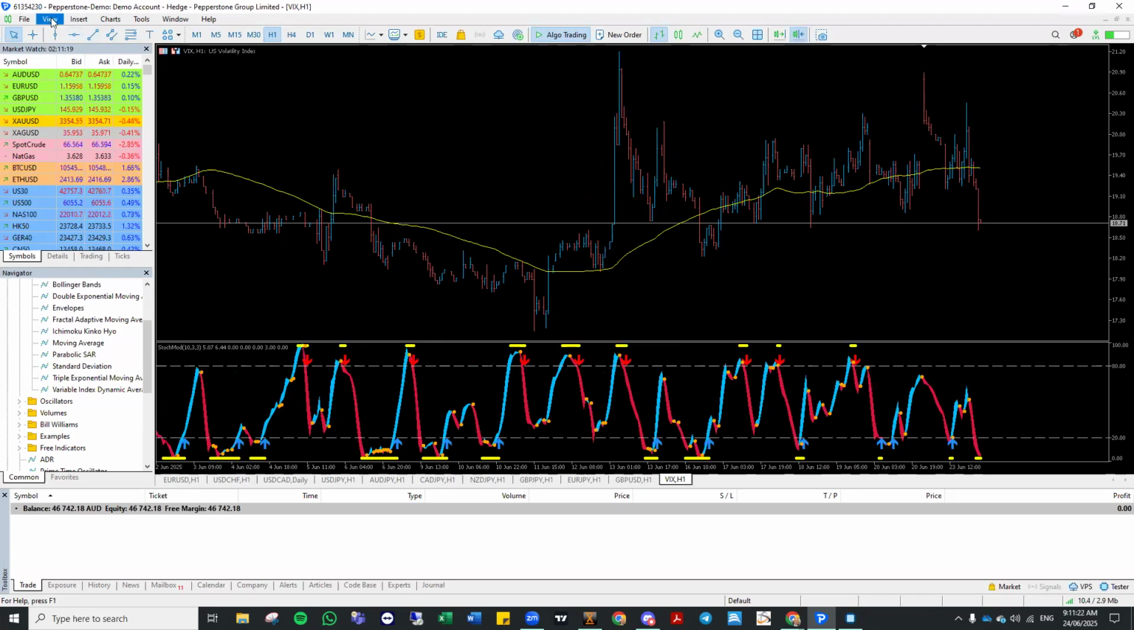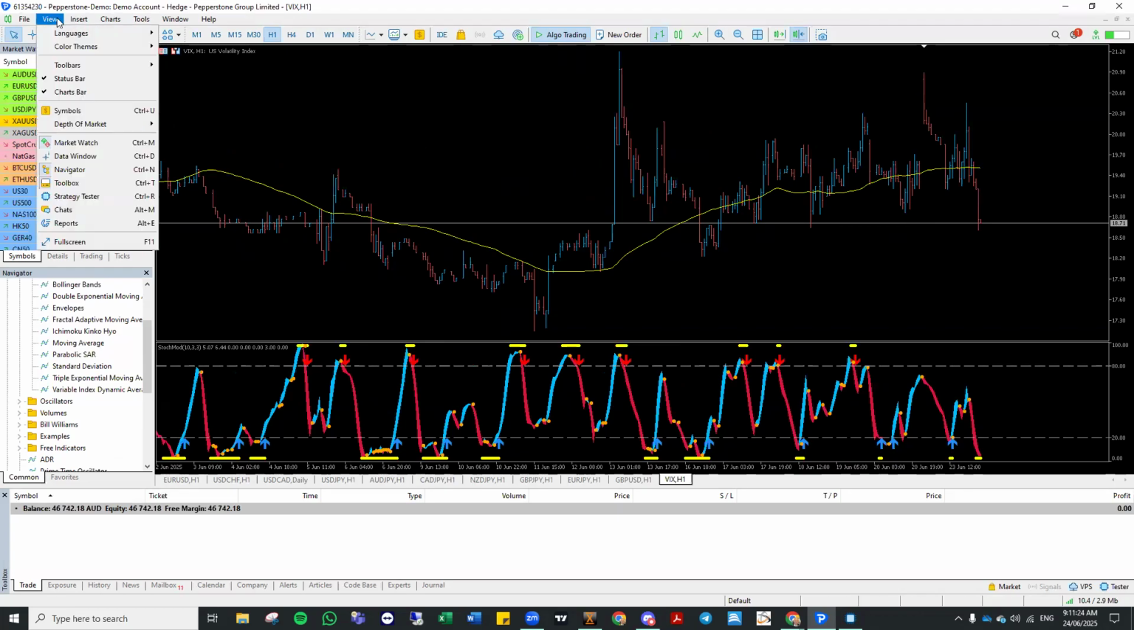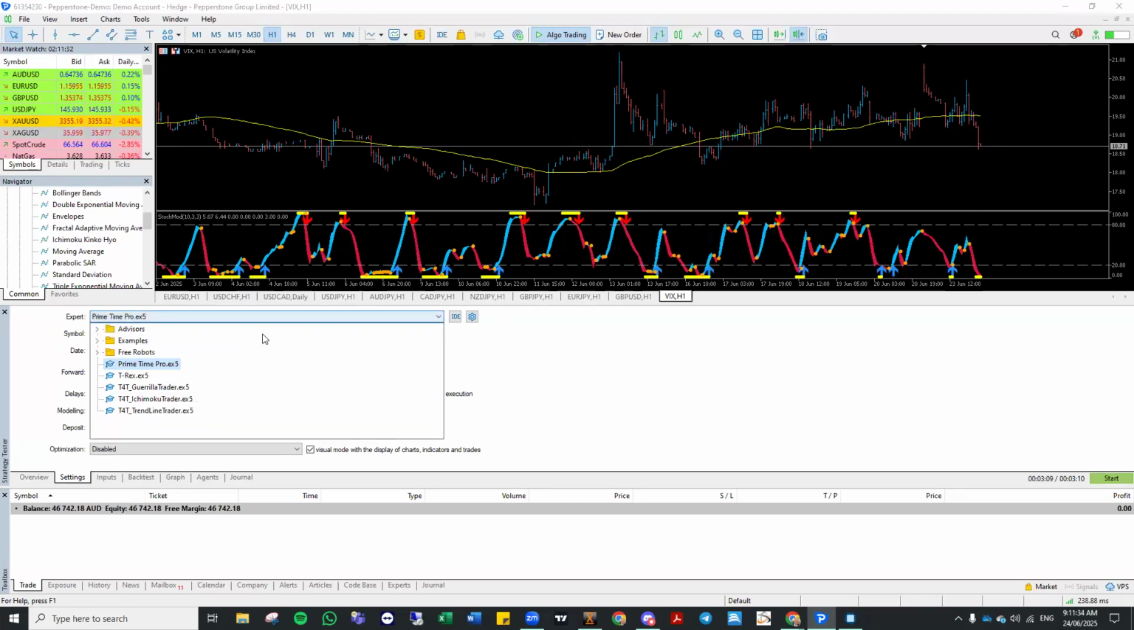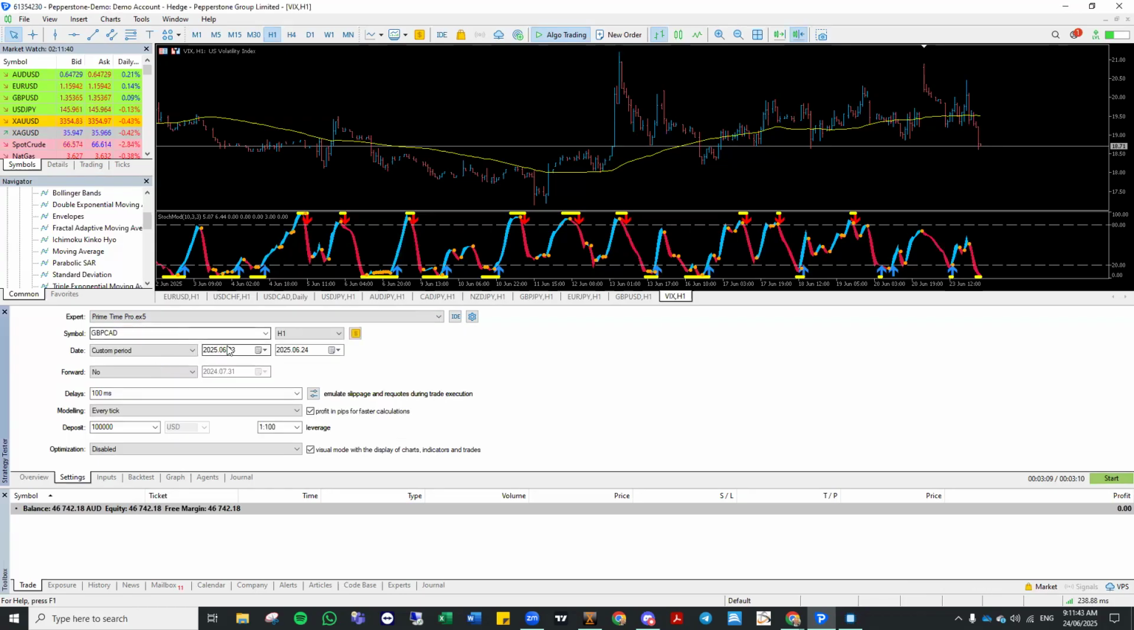All right. What we want to do is come up to the top here and go to View, and come down to Strategy Tester. Then you get the strategy tester popping up. You can test any of the trade tools and various things, even if you've got other ones. I want to test Primetime Pro, so I just click on that.